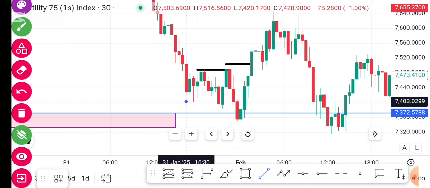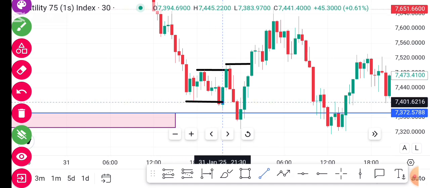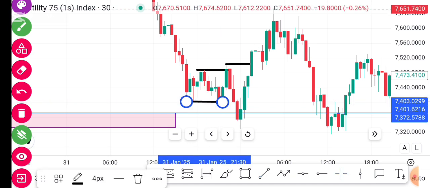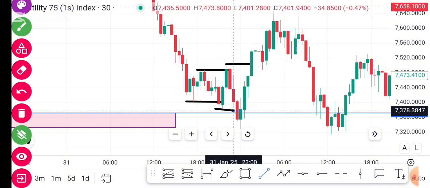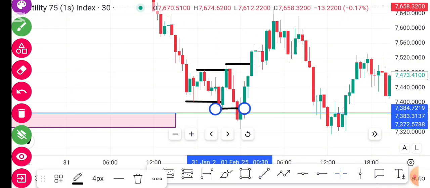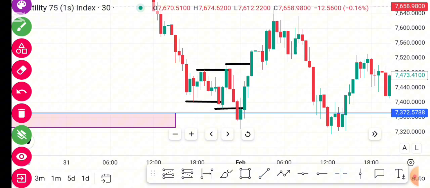You can see here we had a push down and then another second push down here, which takes this low here. Are you getting the point? So this confirms for us that now the price is ready to go up. Every time, you have to know the characteristics of the asset which you are trading.